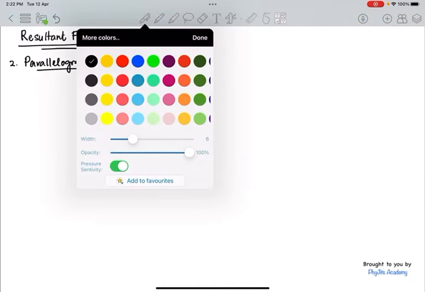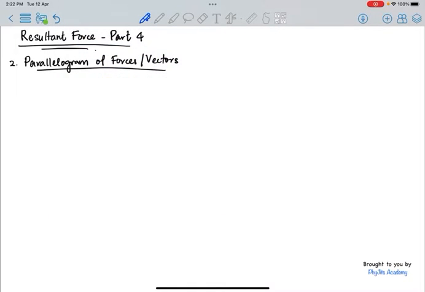A parallelogram is actually a four-sided shape, a four-sided shape which has two pairs of sides which are parallel to each other.